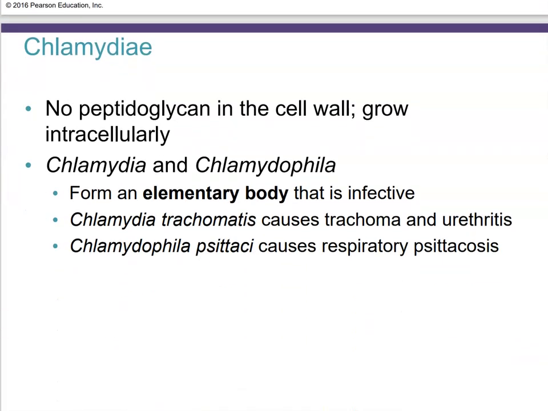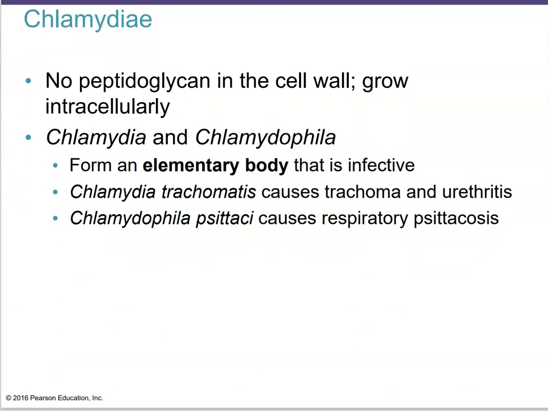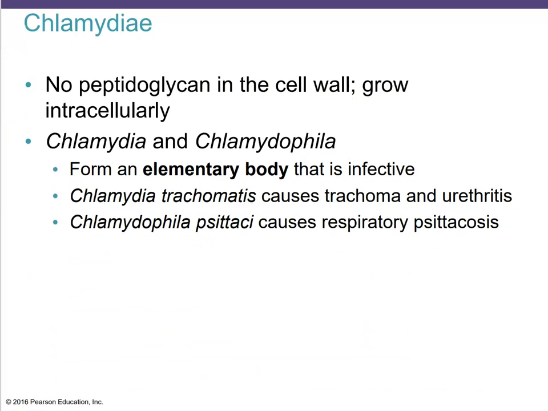Let's move on to chlamydia. These guys are intracellular parasites. You may have heard of the sexually transmitted disease. A lot of people just call it chlamydia. These bacteria do not have peptidoglycan as a cell wall material, and that makes them pretty fragile, and so they grow inside of other cells. So they are intracellular parasites.